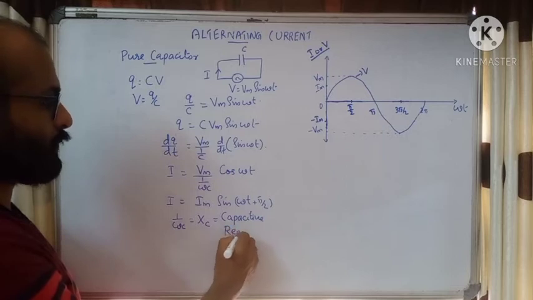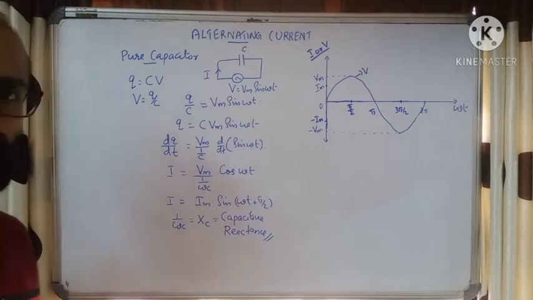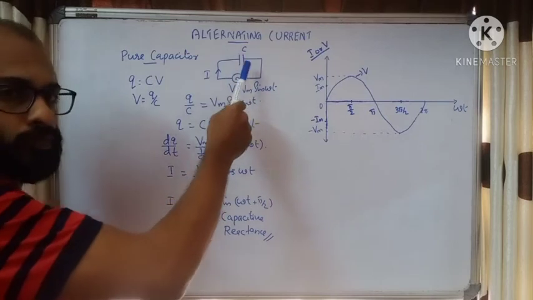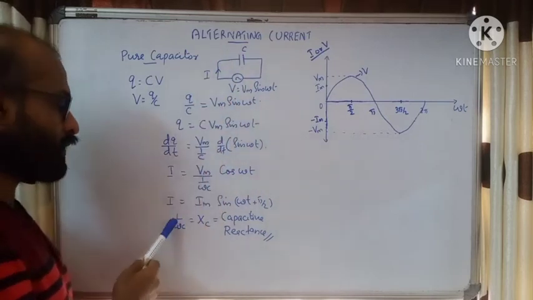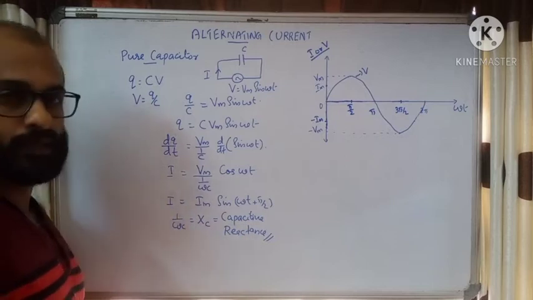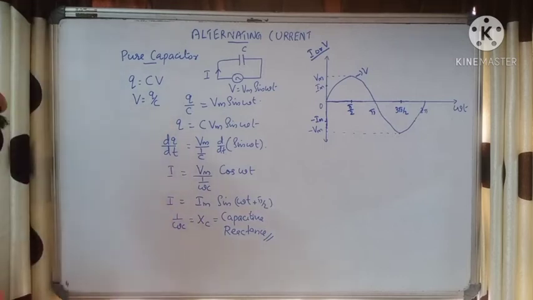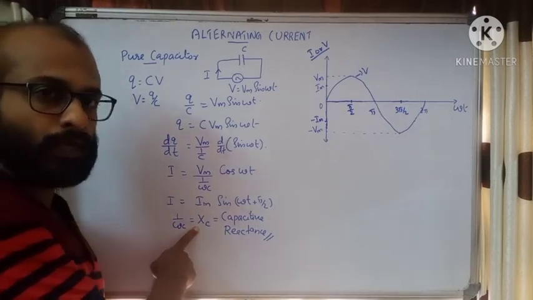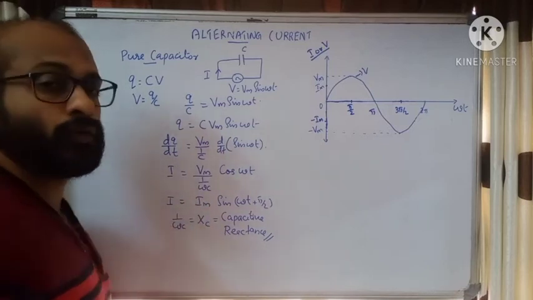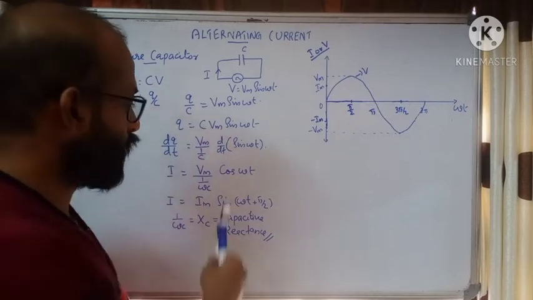Capacitive reactance is the opposition provided by the capacitor for the alternating current. For the alternating current, there is some opposition provided by the capacitor. This opposition is called capacitive reactance, and the equation is 1 by omega C. The SI unit of capacitive reactance is ohm, because it has the same unit as that of resistance. So ohm is the SI unit of capacitive reactance, and we have got the equation also.